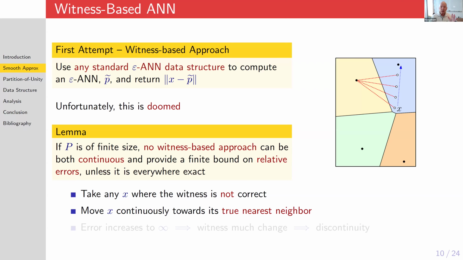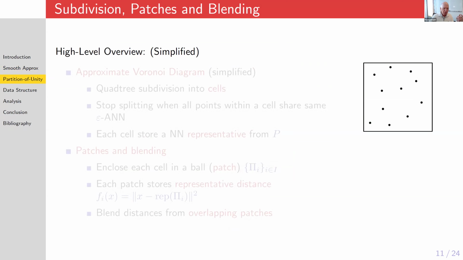So no matter what error you're guaranteeing, there will be some point along this trajectory where you are going to break your error bound, and you are going to be forced at that point, over a very tiny distance, whatever that distance will be, to make a discontinuous jump to the actual true nearest neighbor. So when that happens, you cannot have continuity. So this would seem to doom you, but here's the idea.